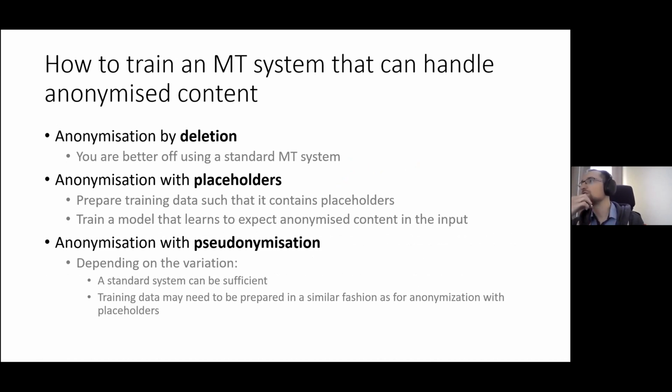When working with placeholders, we need to make sure that we prepare training data such that it also contains the same placeholders. If the placeholders are one for all entities, then the training data also has to contain placeholders that are one for all entities. If the placeholders contain metadata, then the training data needs to also contain placeholders with that particular type of metadata. And when we perform anonymization with pseudonymization, we can use a standard system if the pseudonymization creates natural text, which represents something that you would see elsewhere, or if it breaks syntax, then we need to make sure that we prepare training data in a similar manner.